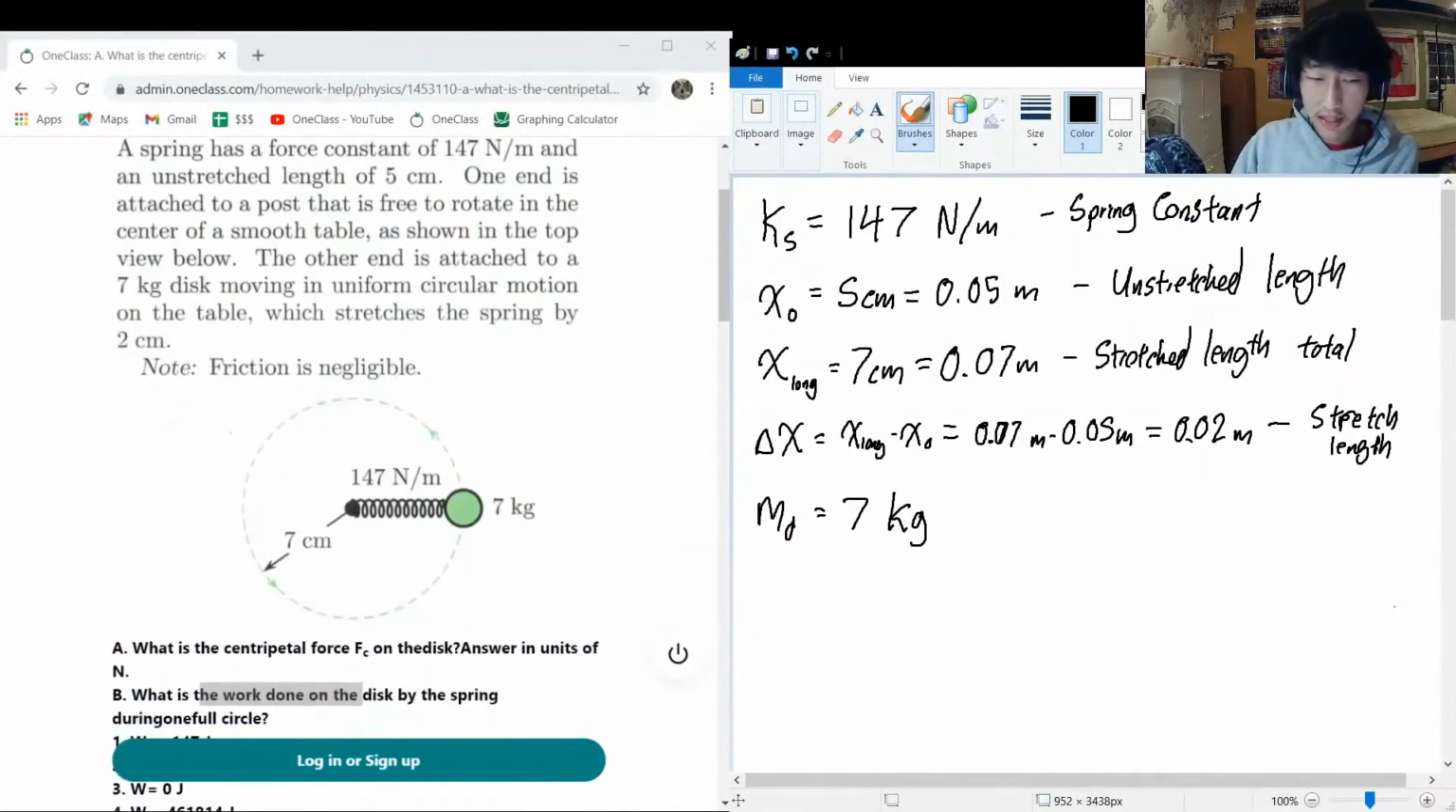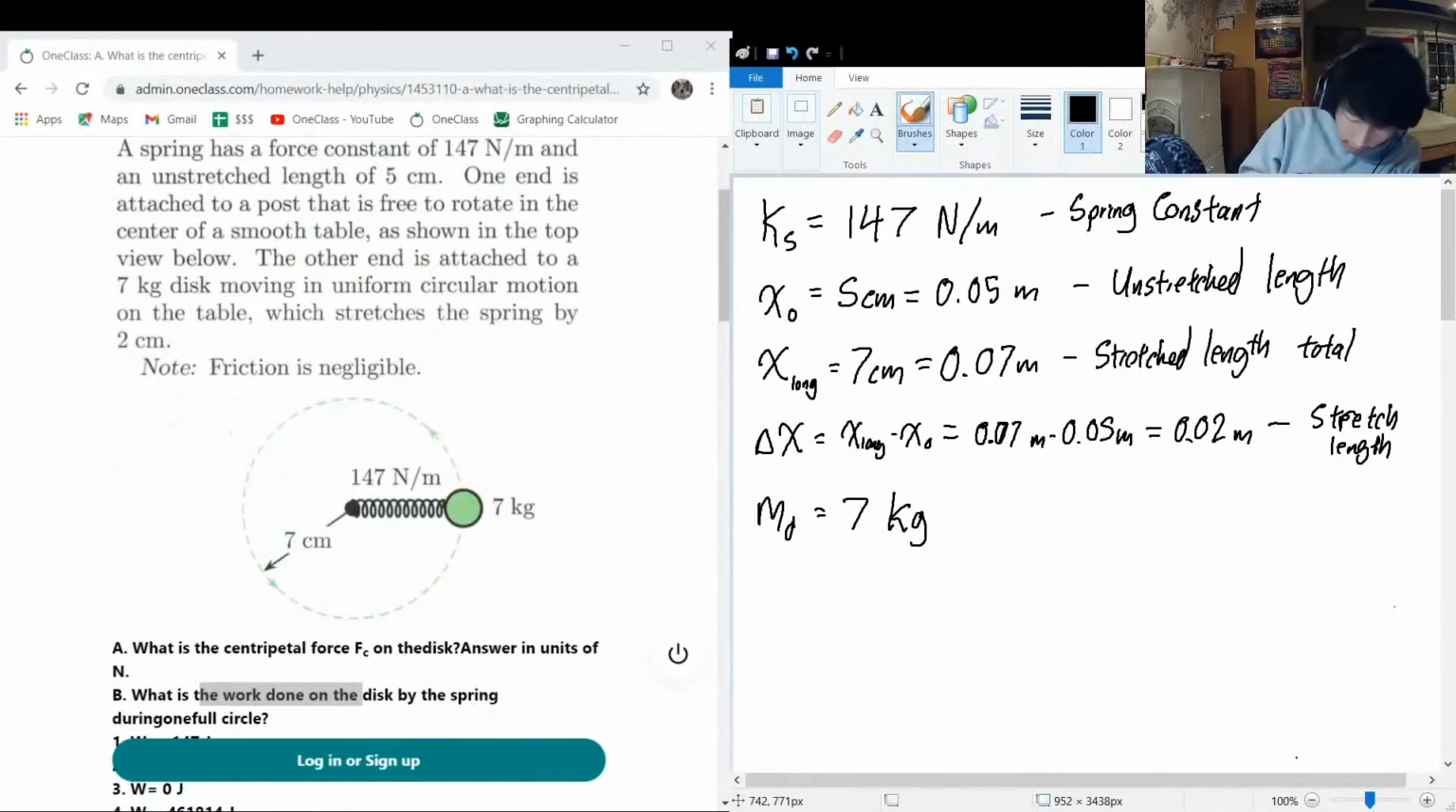The first question is asking us, what is the centripetal force on the disc? Now, the centripetal force is what causes the disc to stay in its circular path. If that centripetal force were to suddenly disappear, the disc would immediately stop following the circular path. It would just keep following the current direction that it was following. So the centripetal force in this case all comes from the spring.